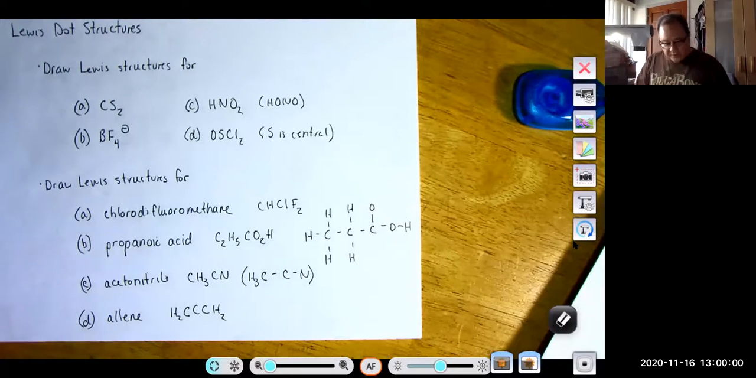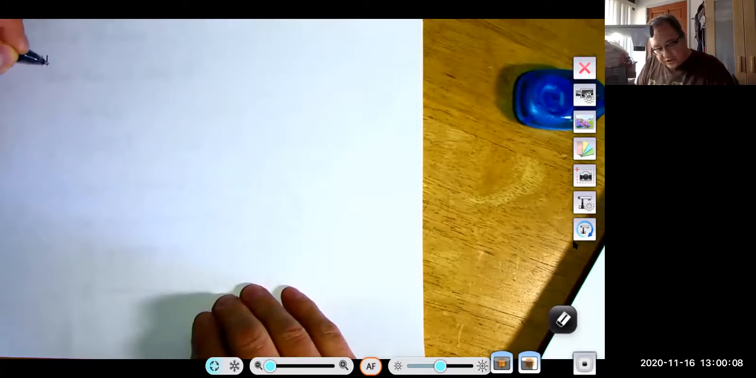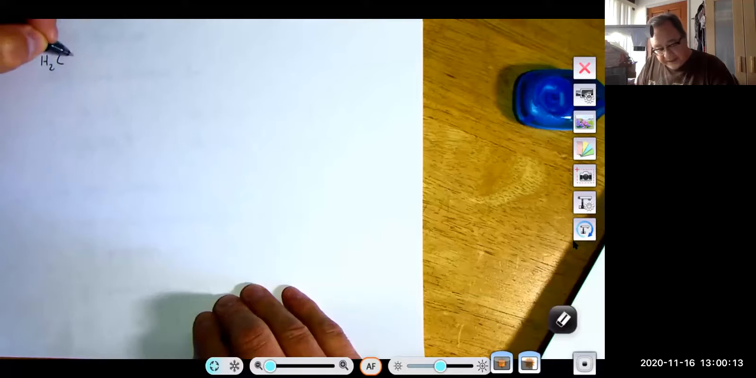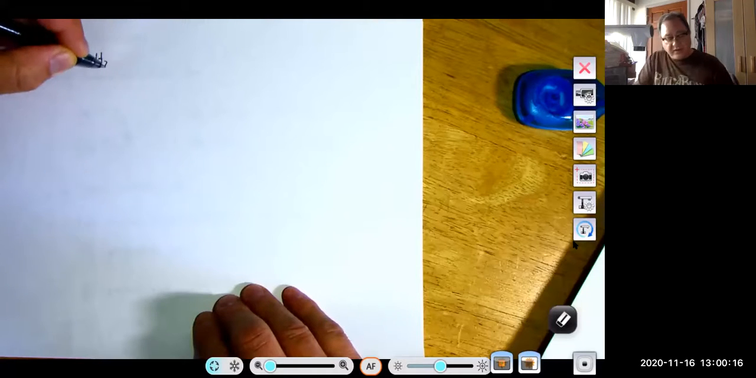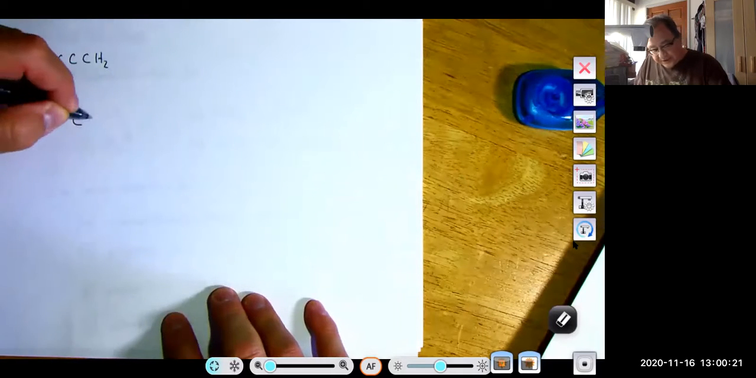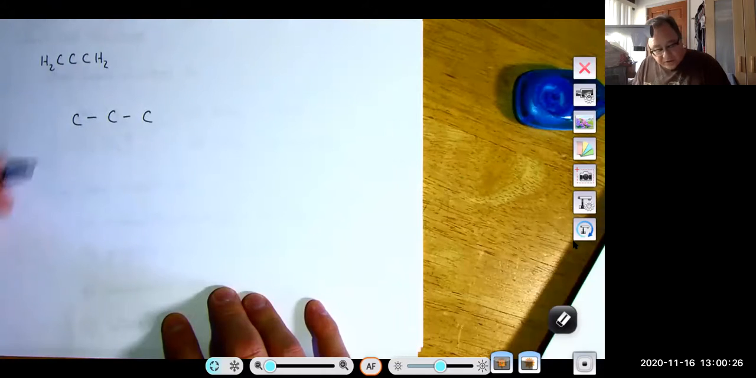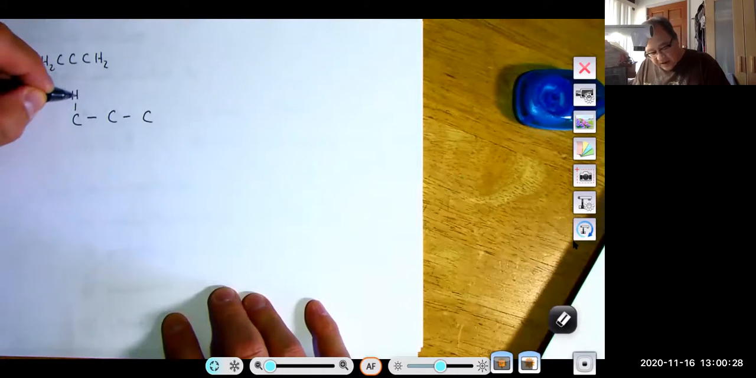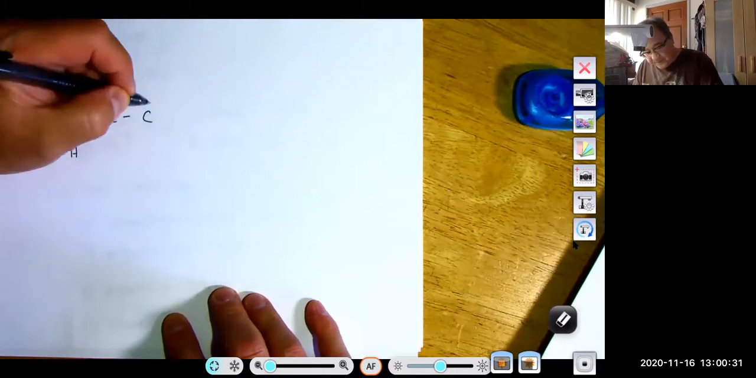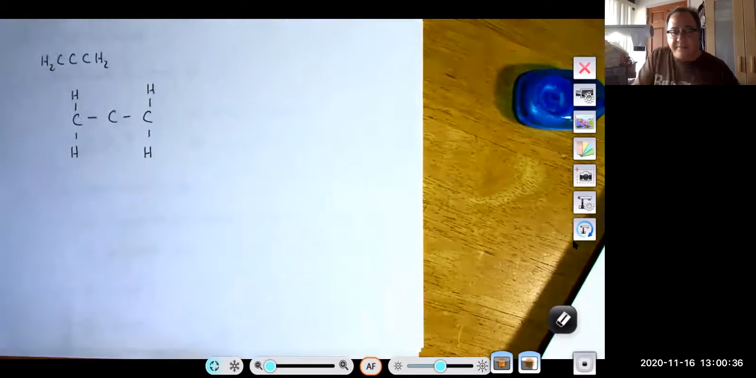Let's do this last one, this allene. This is a very interesting one. So allene, they give H2C, C, CH2. So based on the way this is drawn, you know they want you to do this. And what do they want you to do with these hydrogens? Well, they're going to go like that on the end carbons. So count valence electrons, and when you get them, give me the thumbs up.